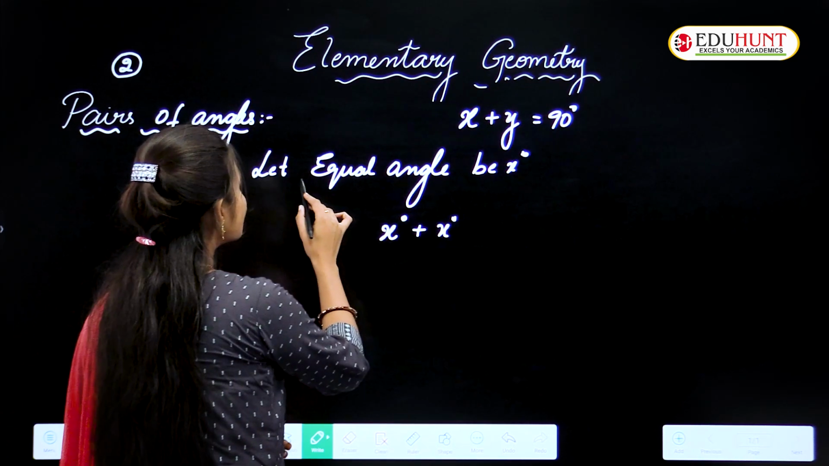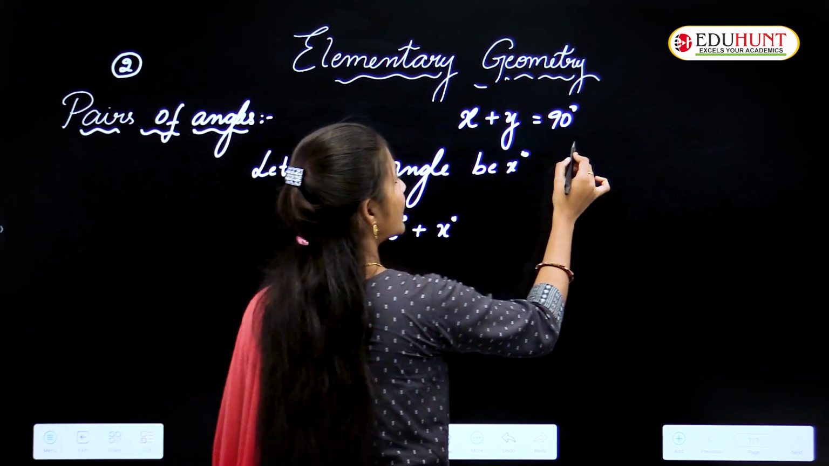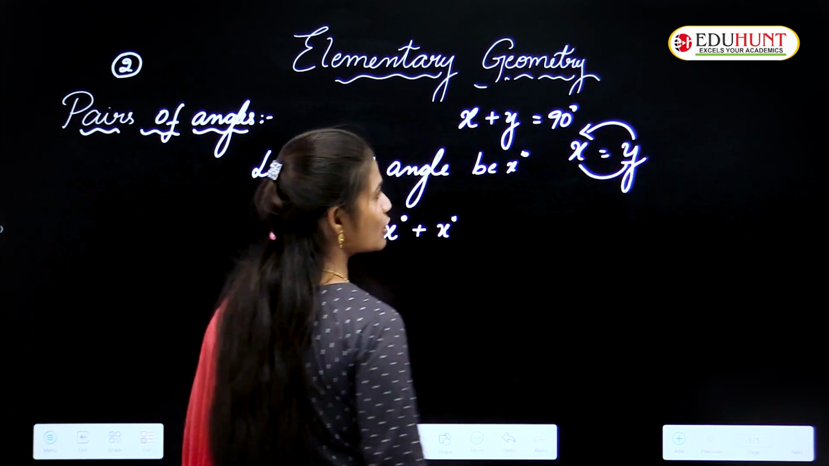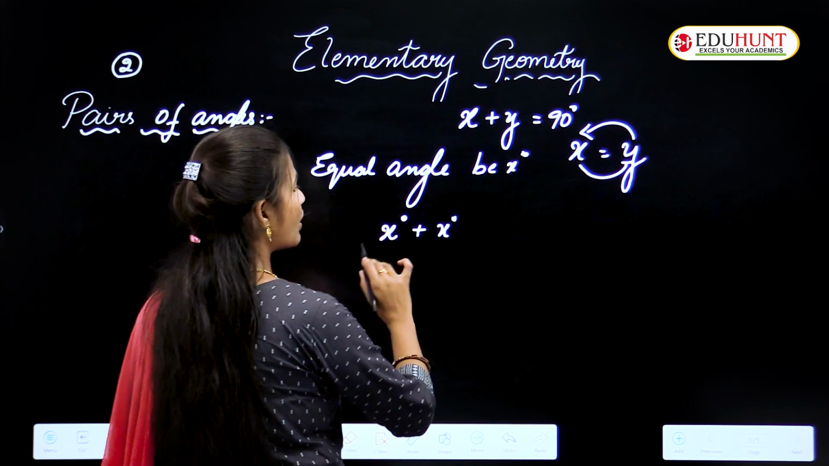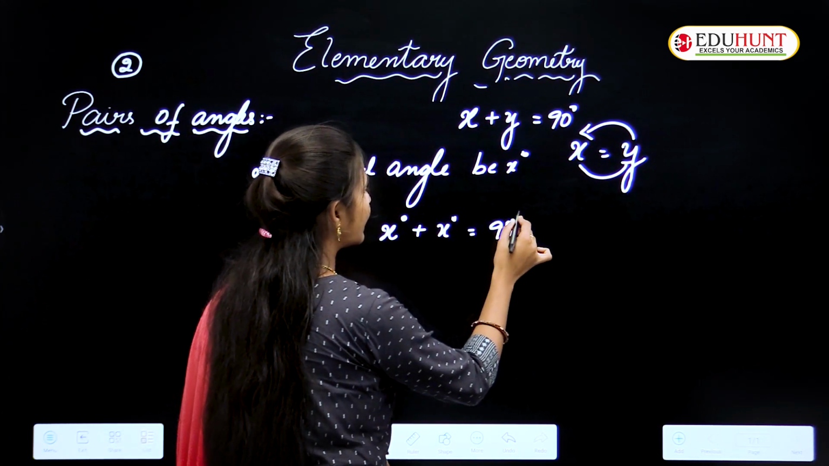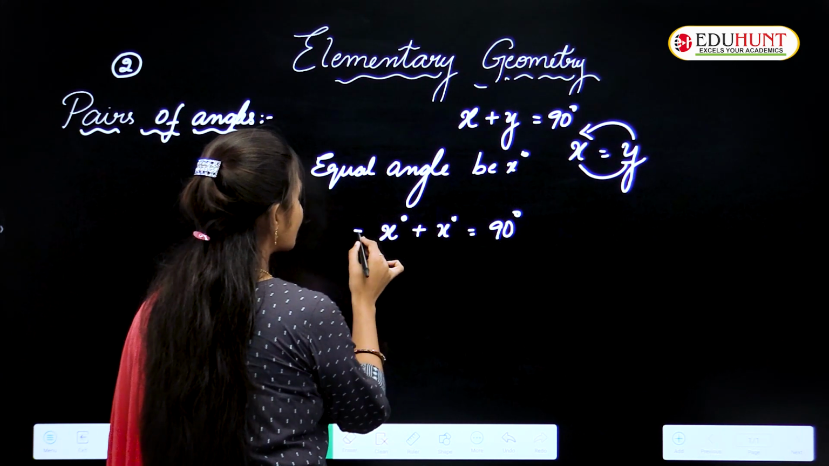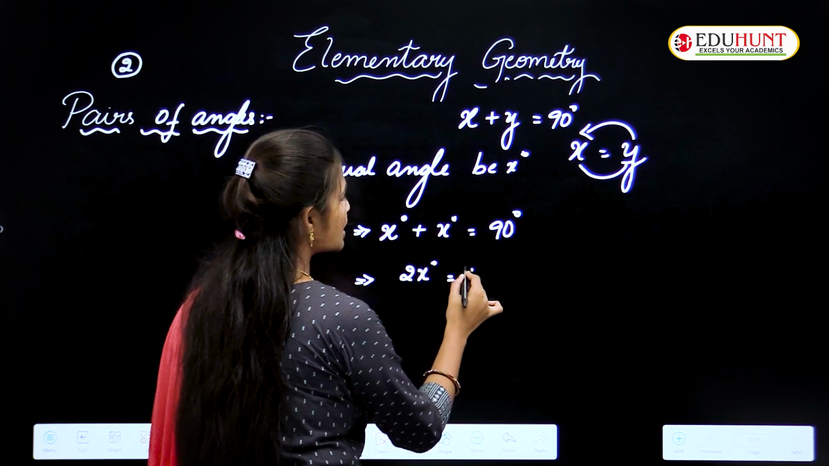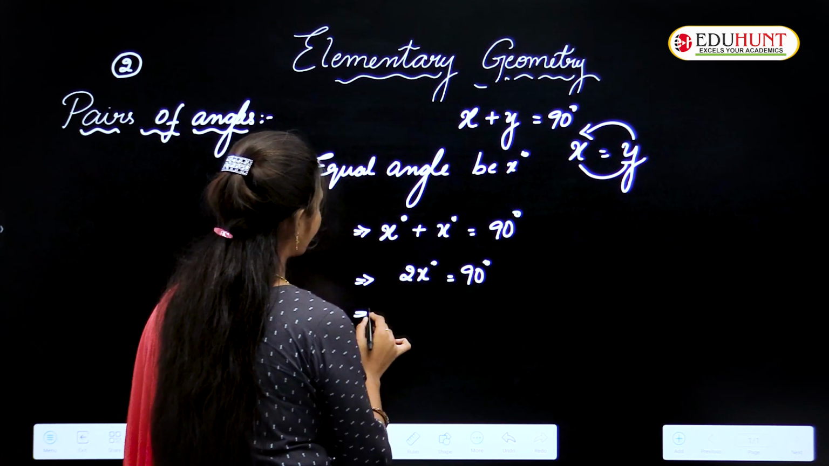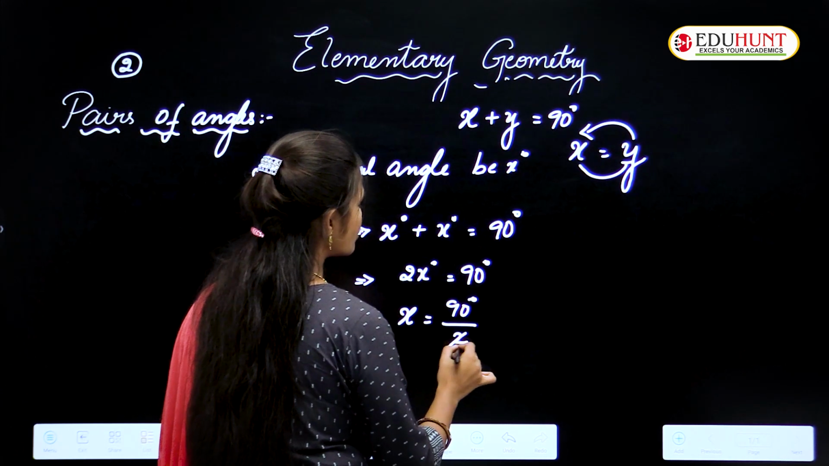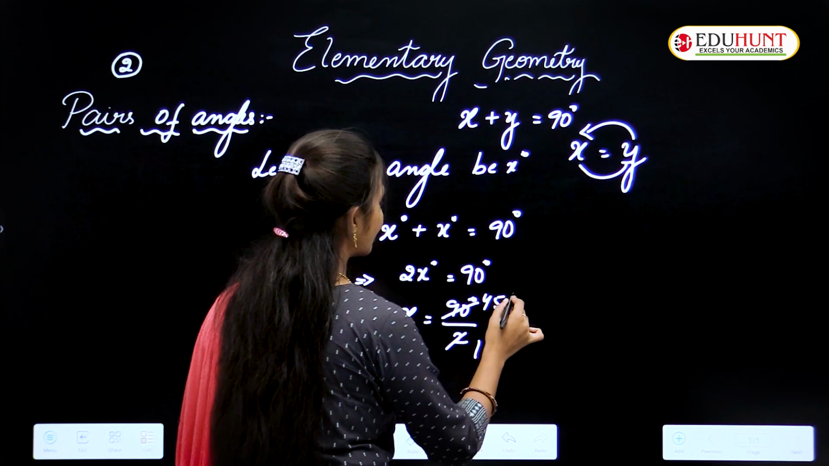Okay, but here what are they saying? Equal angles. So we can write that x is equal to y, or y is equal to x, also we can take that. So x plus x I am going to take here. So x plus x is equal to 90 degrees. From this, what is that angle? x plus x is nothing but 2x degrees, which is equal to 90 degrees. So x is equal to 90 degrees divided by 2, so 2 ones and 2 45s.